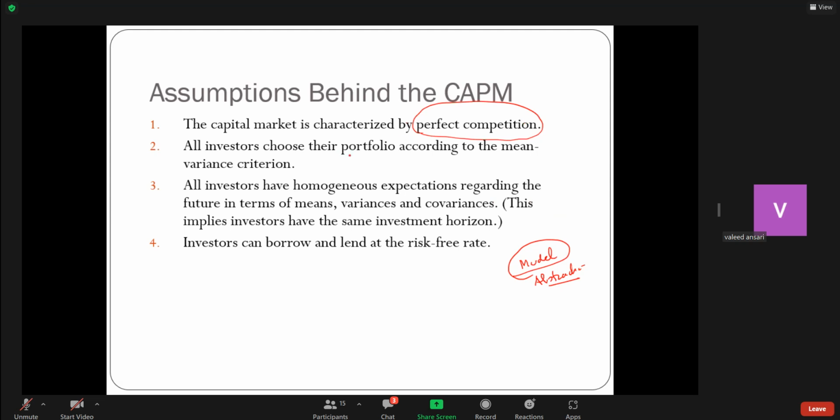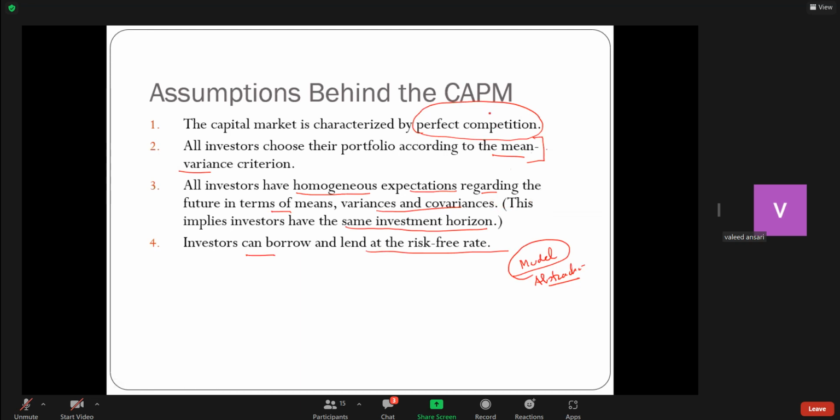All investors choose their portfolio based on risk and mean and variance. So they use the framework of Markowitz: the average return and the variance, that is SD. All investors have homogeneous expectations about the future, with convergence on covariance and other things. And they are investing for the same investment horizon, say one year. An investor can borrow and lend at the risk-free rate. This is another assumption. Now you may ask a question, that some of the assumptions may not be valid.